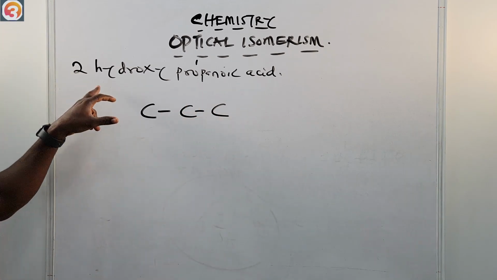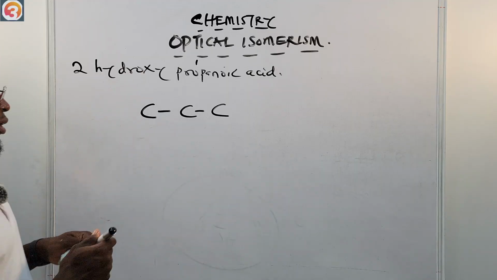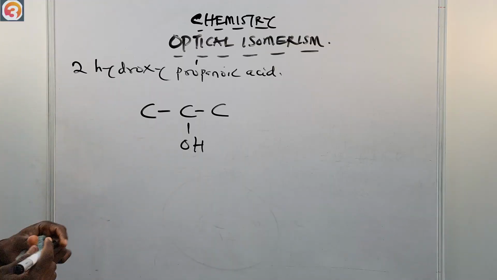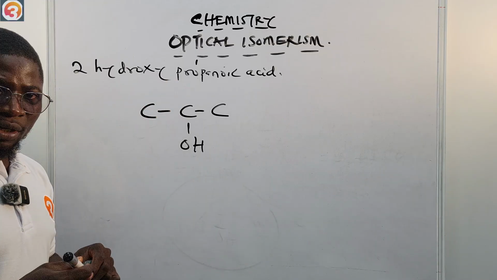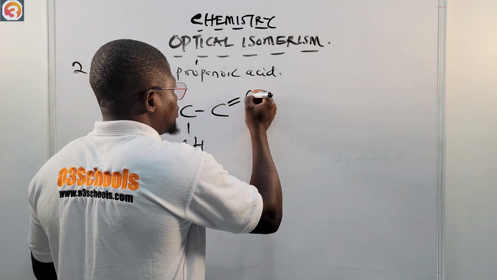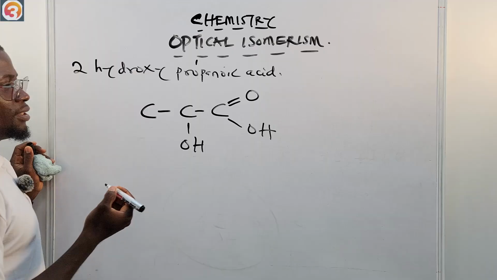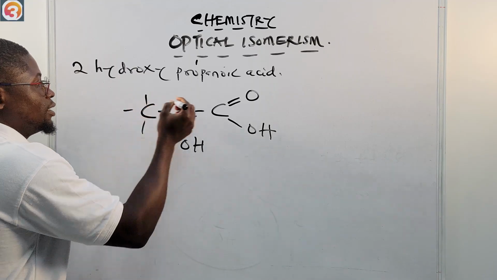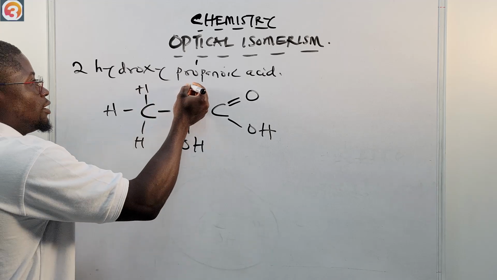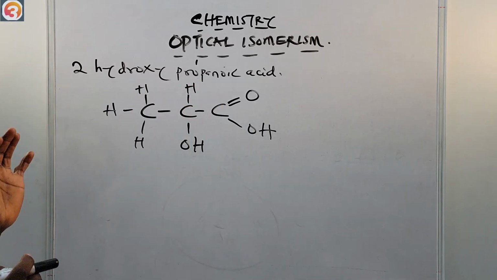Of course, they say 2-hydroxy. That means on the second carbon there's a hydroxyl group, so we're going to have OH on this point. Then propanoic acid means there's a carboxylic acid group there, so I'm going to have O, and then OH. So this is our 2-hydroxypropanoic acid. I'll write my H and complete my structure like this.